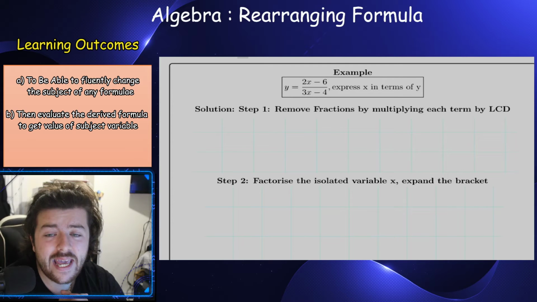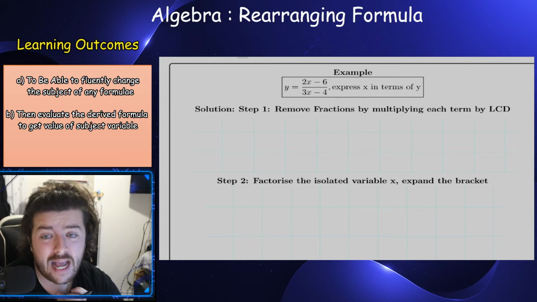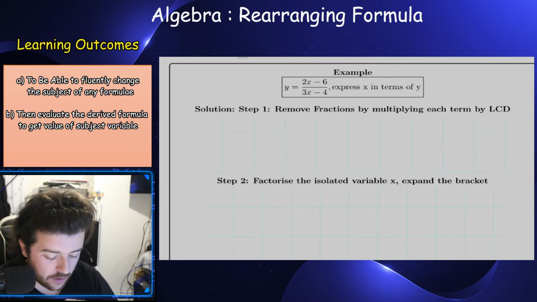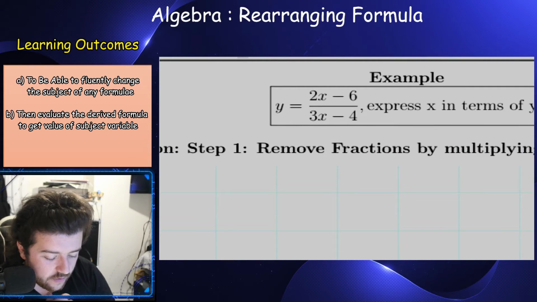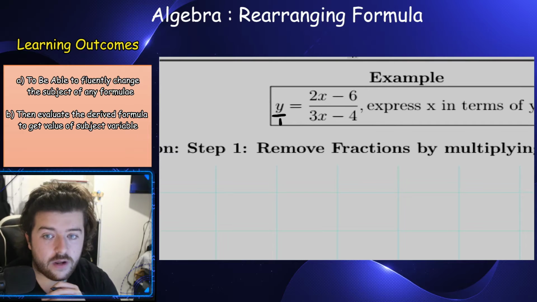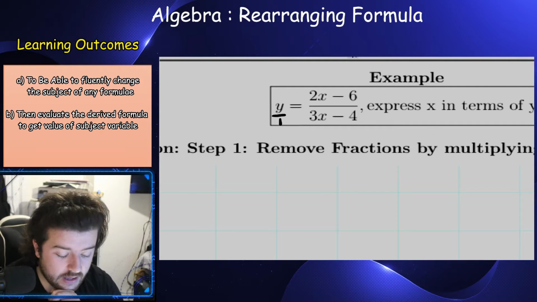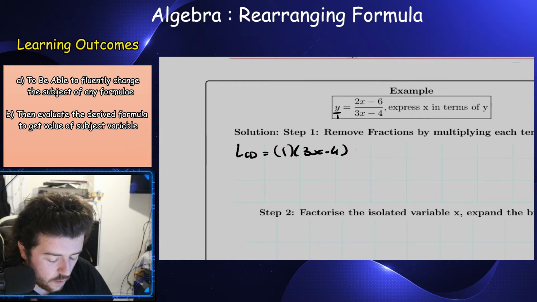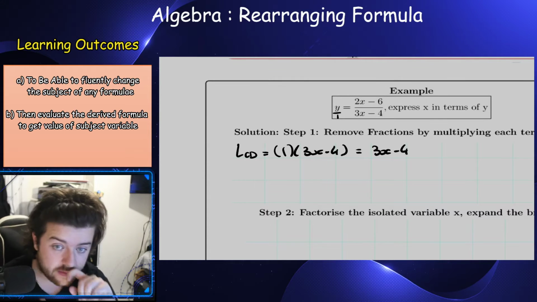Here's an example. y equals (2x minus 6) all over (3x minus 4). Express x in terms of y, i.e. make x the subject of this formula. Right, step 1. Remove fractions by multiplying each term by the lowest common denominator. So, I need to find the lowest common denominator here. If you remember, anything on its own is always written over 1. Yeah? So my lowest common denominator is just going to be 1 times (3x minus 4), which is just 3x minus 4. That's my lowest common denominator.